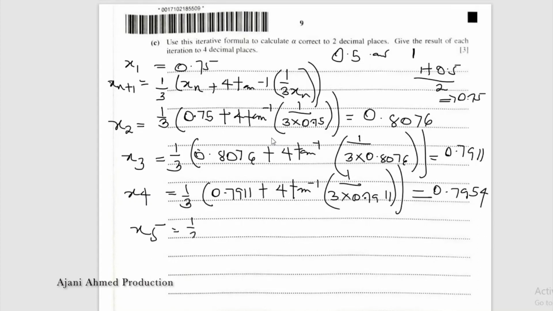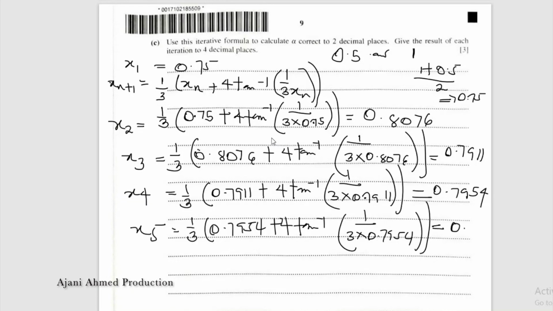1 over 3. This one will give us 0.7954 plus 4 arctan 1 over 3 times 0.7954. My answer is 0.7942.